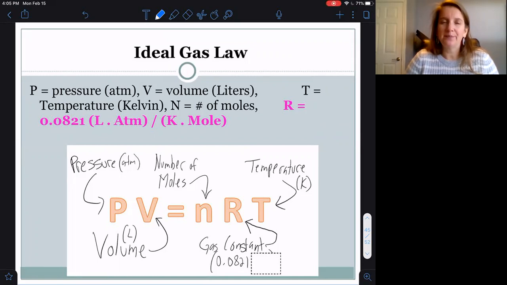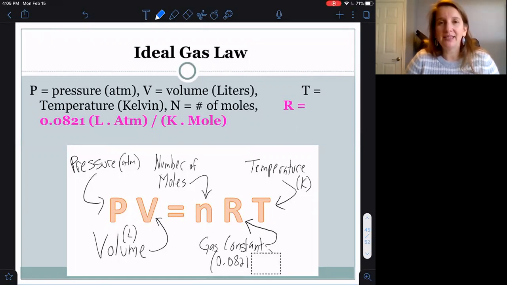So we call this gas law PIV-NERT. When I say PIV-NERT, I'm talking about the ideal gas law. It's PV, pressure times volume, equals nRT. n is for moles, R is the ideal gas law constant, and this is on the back of your periodic table, so no need to memorize this. It's 0.0821, and then T is temperature.